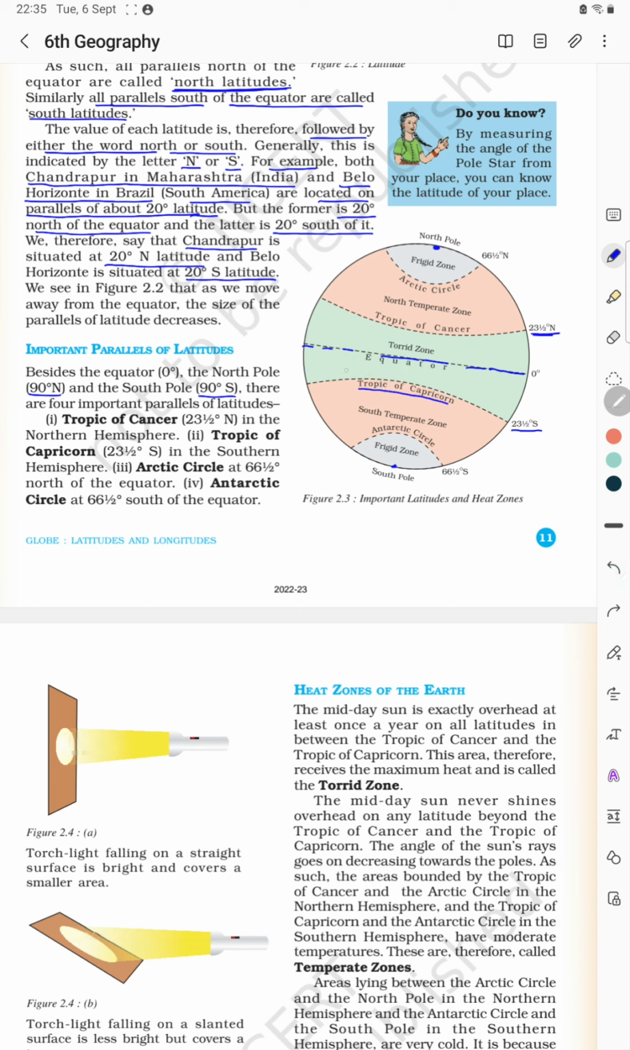Okay, so we have learned that 0 degree latitude is the equator, 23.5 degree north is the Tropic of Cancer, and 23.5 degree south is the Tropic of Capricorn. Then we have the Arctic Circle at 66.5 degree north, and similarly 66.5 degrees south is the Antarctic Circle. And we have already discussed that 90-degree north is the North Pole and 90-degree south is our South Pole.